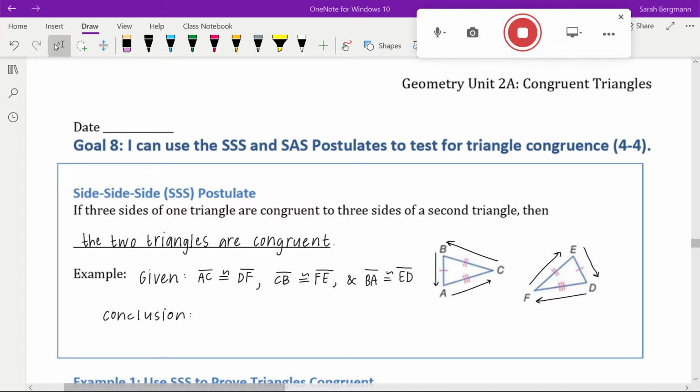Welcome back. Today I'm going to teach you a shortcut to prove triangles are congruent. In the previous lesson, we learned that in order to prove triangles are congruent, you must show that 3 pairs of angles are congruent and 3 pairs of sides are congruent. However, today I'm going to show you a shortcut called side, side, side, and another called side, angle, side.